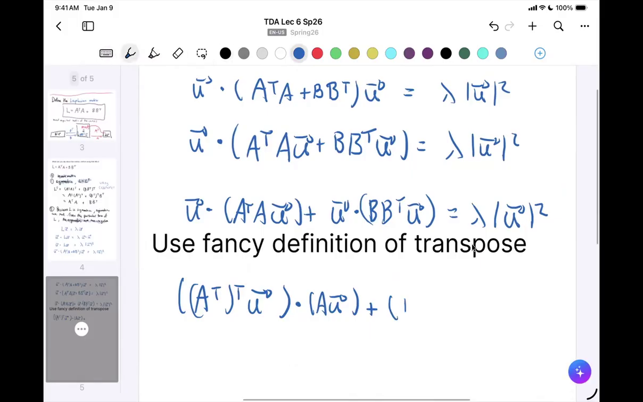So this is a super useful trick. Again, if you ever do kernel methods or least squares, there are many places where this trick is used.